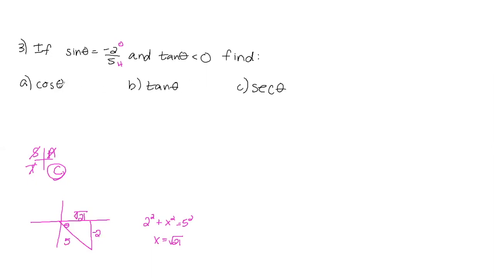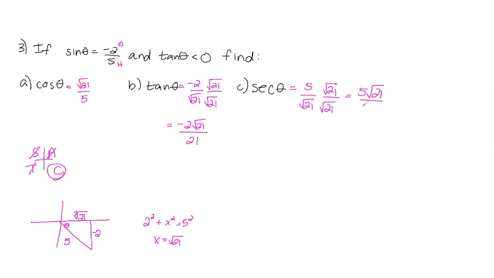Now I can find each of my functions up here. Cosine is equal to adjacent over hypotenuse. So that's rad 21 over 5. Tan theta is equal to opposite over adjacent. So that's going to be negative 2 over rad 21, which I'll rationalize by multiplying by rad 21 over rad 21. That gives me negative 2 rad 21 over 21. And lastly, secant theta, that's the reciprocal of cosine. So that's going to be 5 over rad 21. And again, if I rationalize here, I end up with 5 rad 21 over 21.